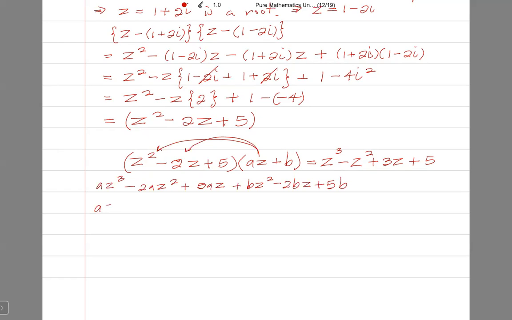Now I have AZ cube. Let's get the Z squares together. Minus 2AZ squared plus BZ squared plus.